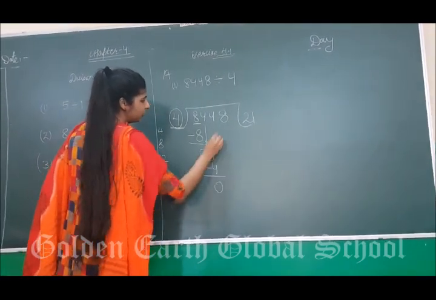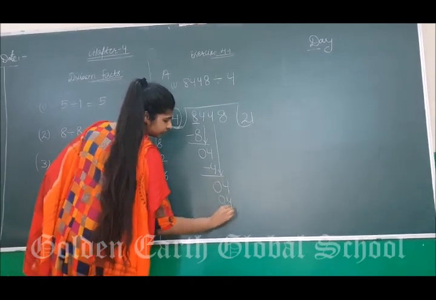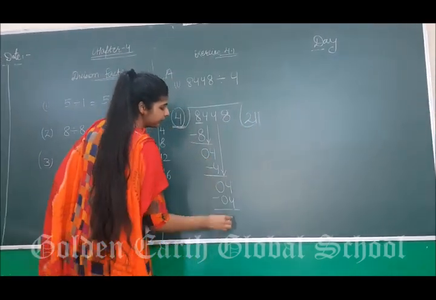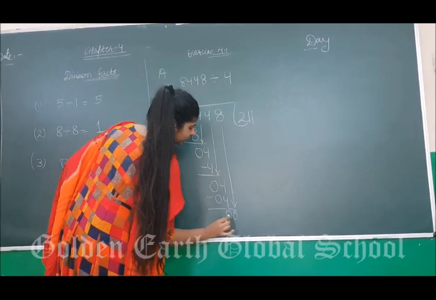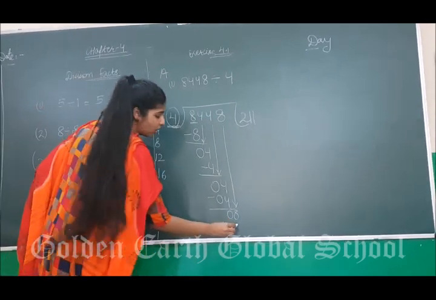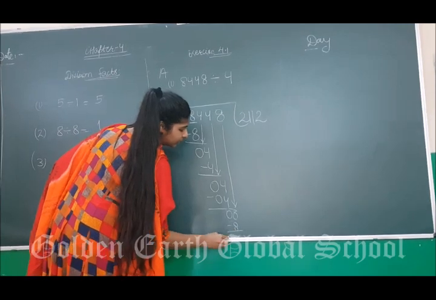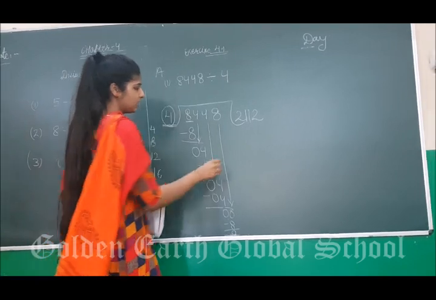Again we get 0. Take this 4 down. 4 के टेबल पे 4 again on 1. Again we get 0 here. Take 8. Now 4 के टेबल पे 8 is on 2. So we get the remainder 0. What is our question? Find the quotient and the remainder.